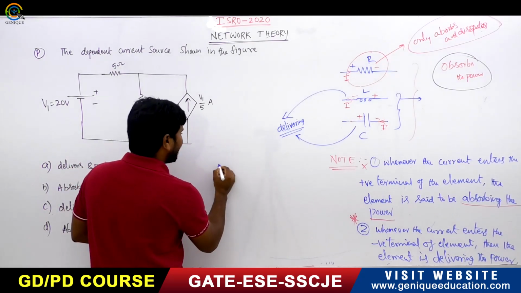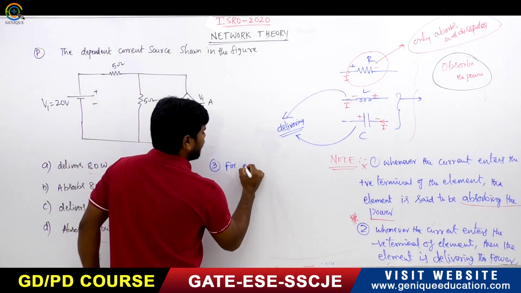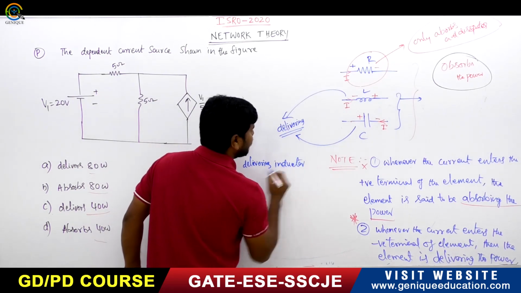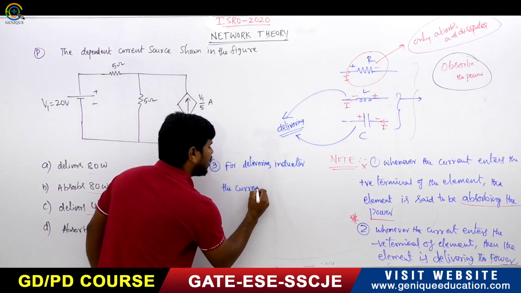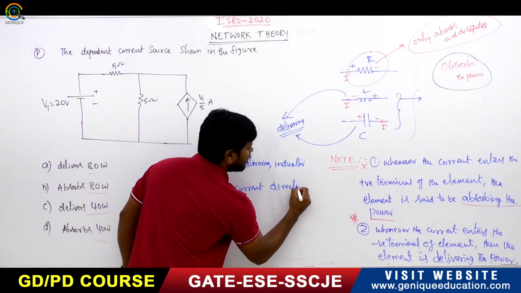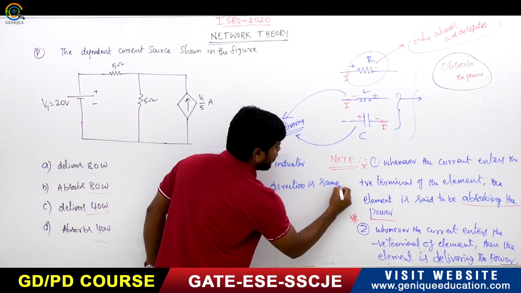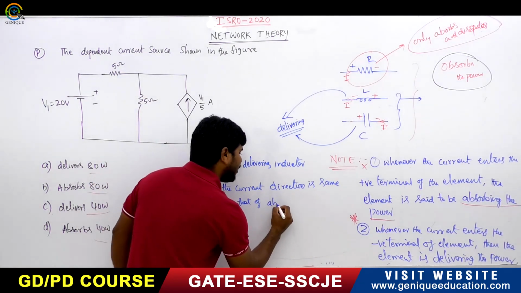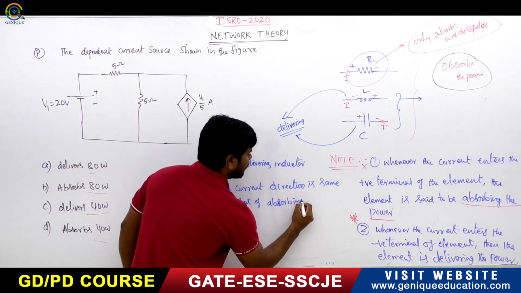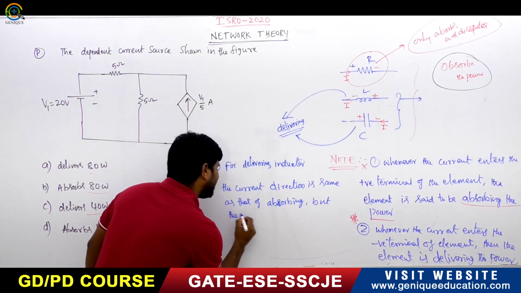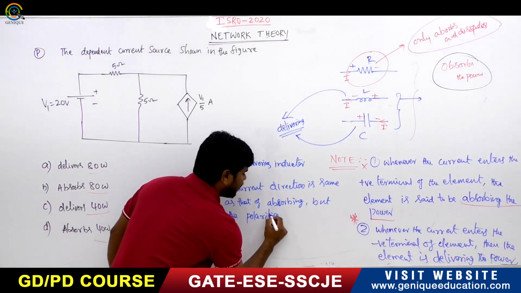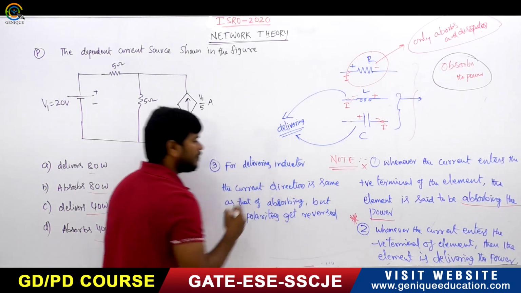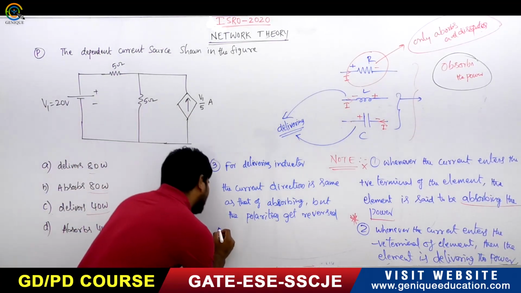So write one more note point here. For delivering inductor, the current direction is the same as that of absorbing, but the polarities get reversed. The polarities get reversed. This is a very, very important point. Now what happens? The fourth point.